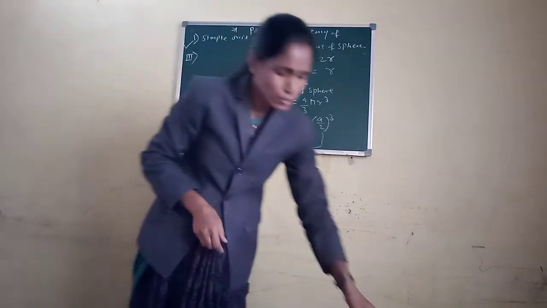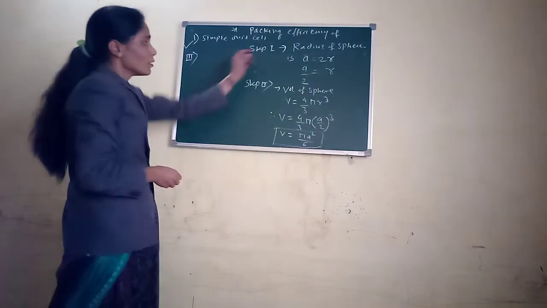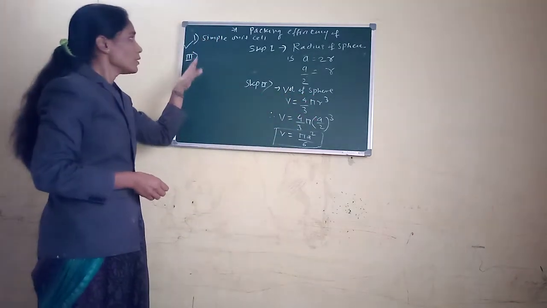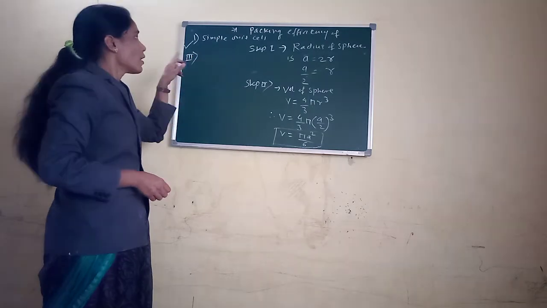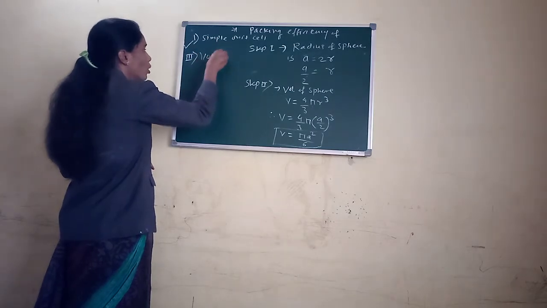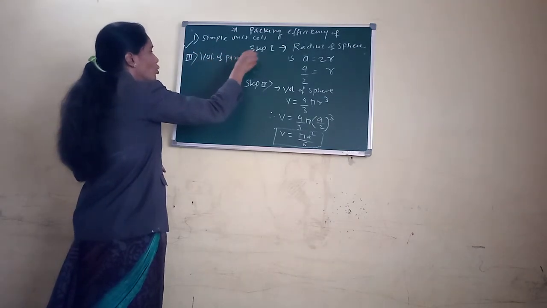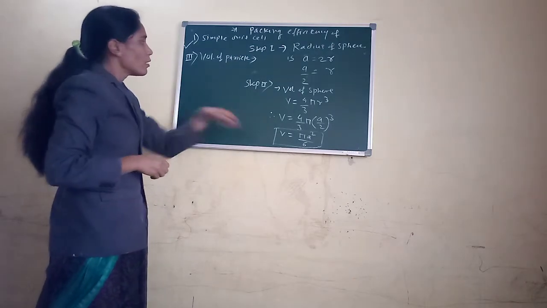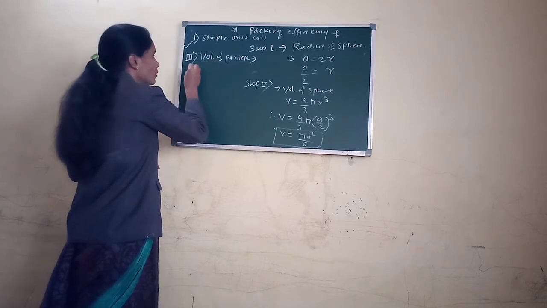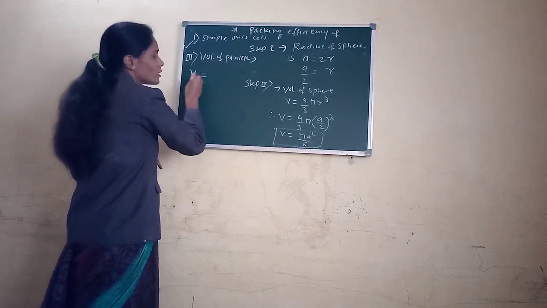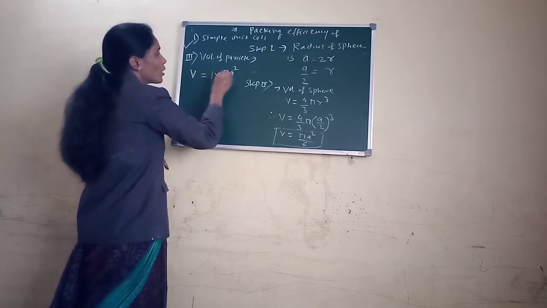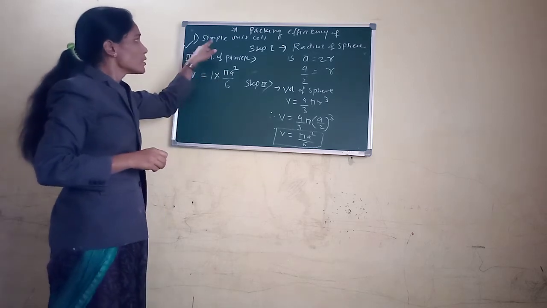The total volume of particle. This is the volume of only one sphere, but in SCC, means in simple unit cell, only one particle is present. Then the third point is volume of particles. Volume of particle, again V is the volume of sphere. Volume of particle V is equal to 1 into pi a cube upon 6. 1 for simple unit cell.